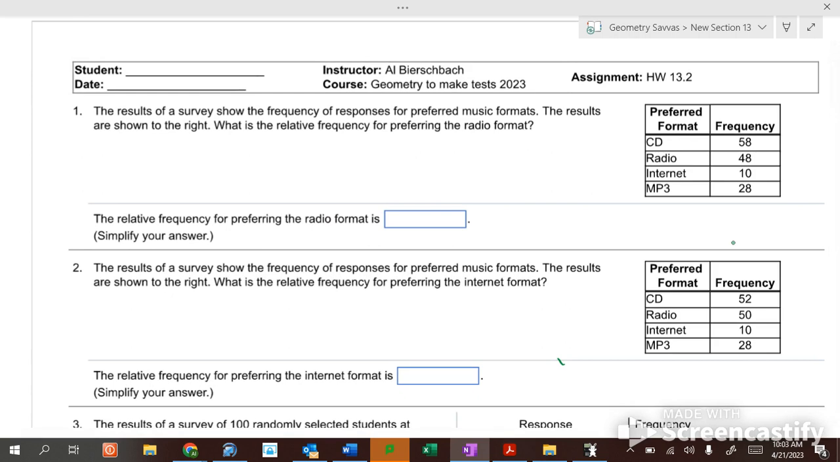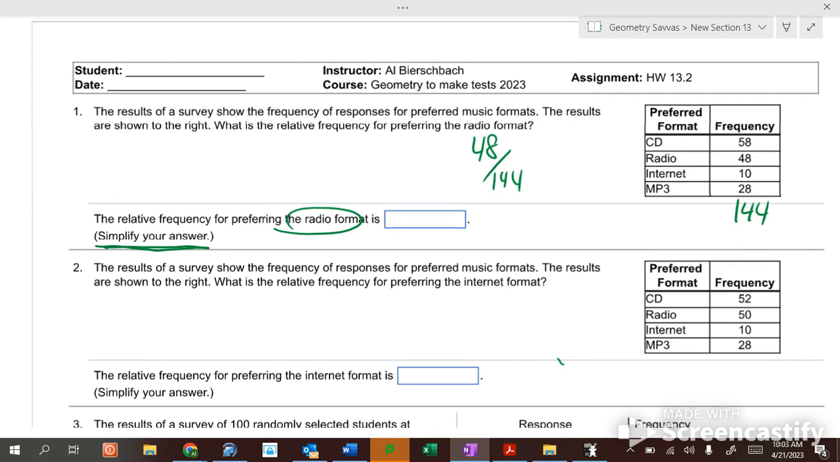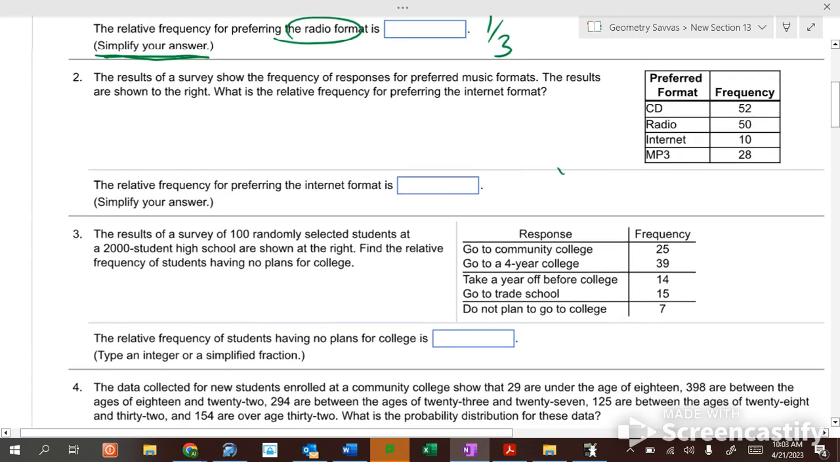So, take on your calculators 58 plus 48 plus 10 plus 28. Add them up, please. 144. What's the probability of preferring to listen to radio? 48 out of 144. What is that as a reduced fraction? Because it says simplify your answer. A third of the people prefer radio. Okay? So number 2 is a lot like that.